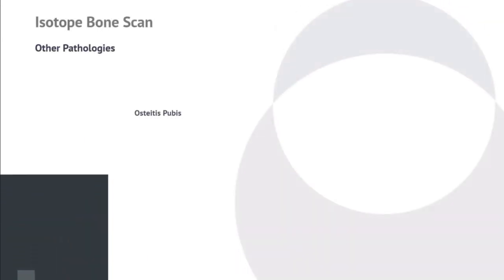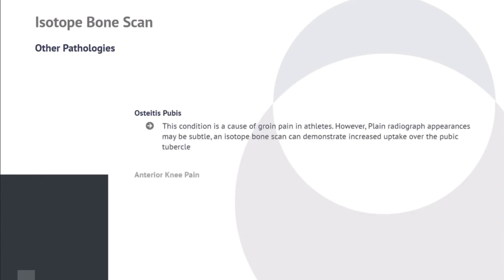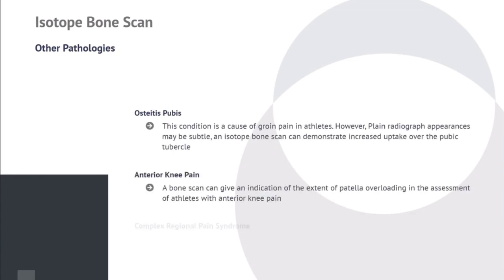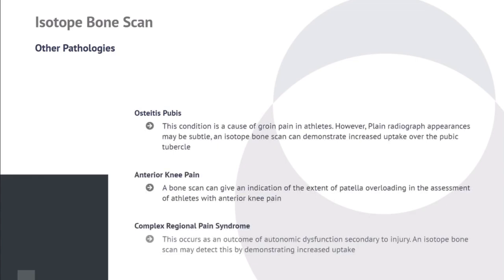Other pathologies. Osteitis pubis. This condition is a cause of groin pain in athletes. However, plain radiograph appearances may be subtle. An isotope bone scan can demonstrate increased uptake over the pubic tubercle. Anterior knee pain. A bone scan can give an indication of the extent of patellar overloading in the assessment of athletes with anterior knee pain.